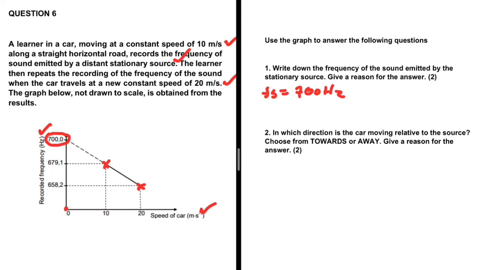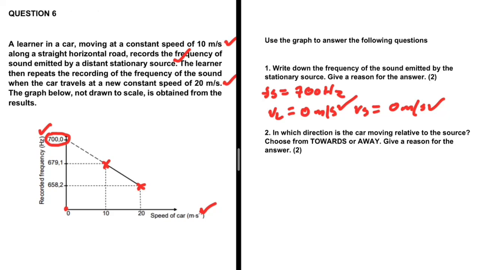Because that is the frequency recorded when the speed of the car, velocity of the listener, is equal to 0 meters per second. And the velocity of the source is also equal to 0 meters per second. When this is the case, when the listener is stationary and the source is stationary, there is no Doppler effect taking place. There's not going to be a change in the frequency observed. So that is why we are saying that the frequency emitted by the stationary source is 700 hertz. As soon as you realize that, everything else becomes doable.